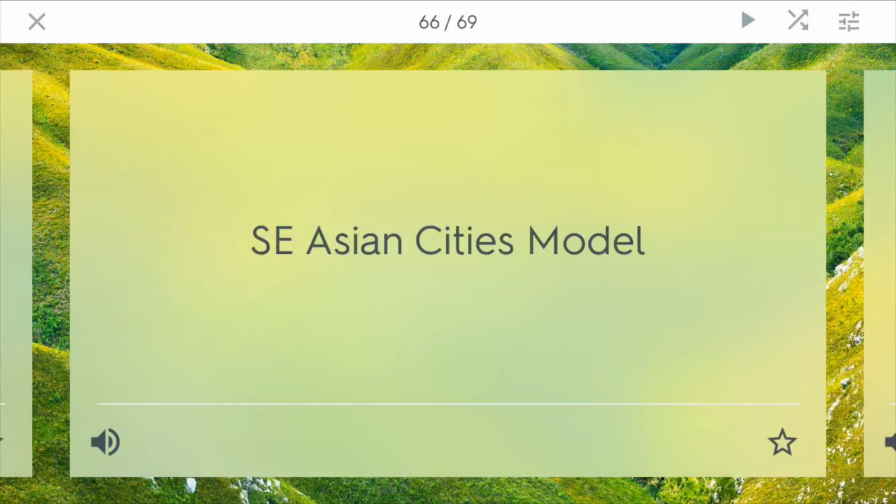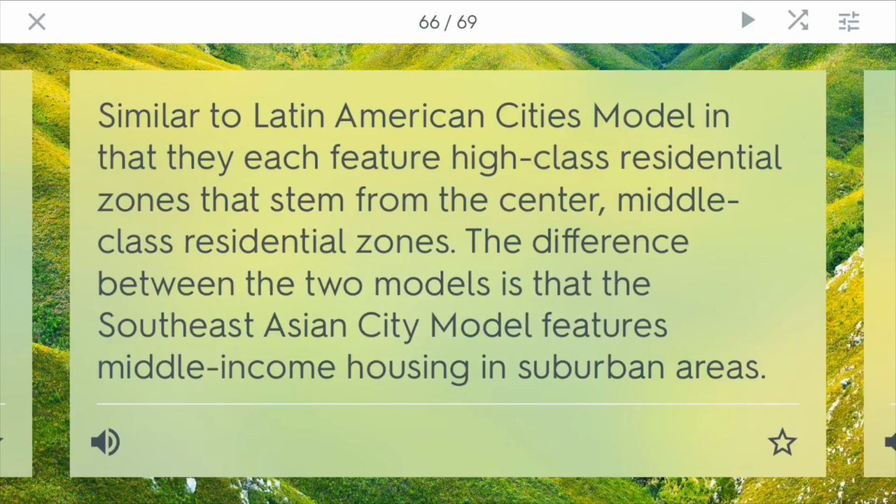There's also a Southeast Asian cities model because many Southeast Asian cities follow it. It's similar to the Latin American cities model in that they feature high-class residential zones that are closely related to the center and middle-class residential zones which are a little bit farther away. The difference between the two models is that this model features middle-income housing in suburban areas. So where in the previous outskirts there's usually poor people, now middle-income people who live in suburbs tend to reside there as well.